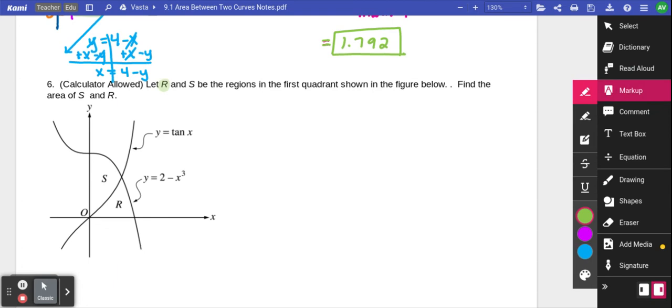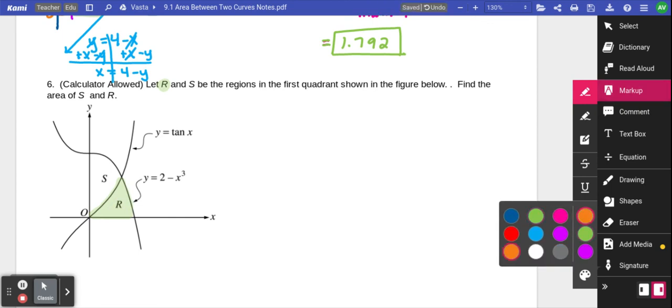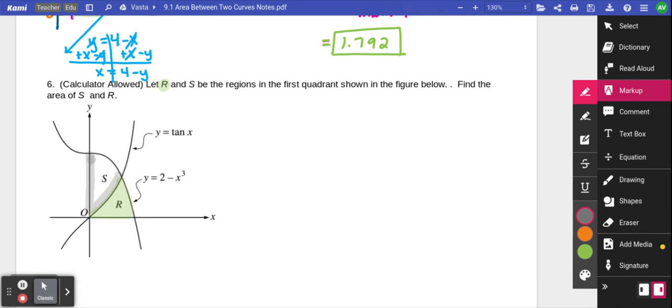We've got the area R, which is this guy right here, and we've got the area S, which is this guy right here. And our job is just to find both areas. Now, we're also given some graphs here.